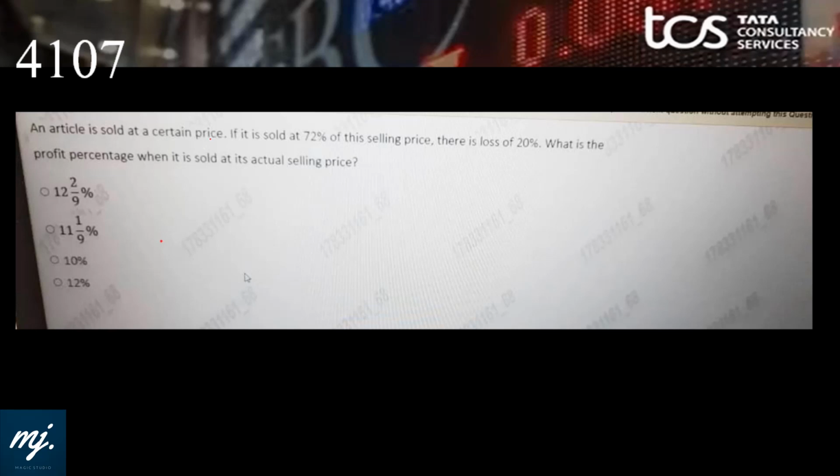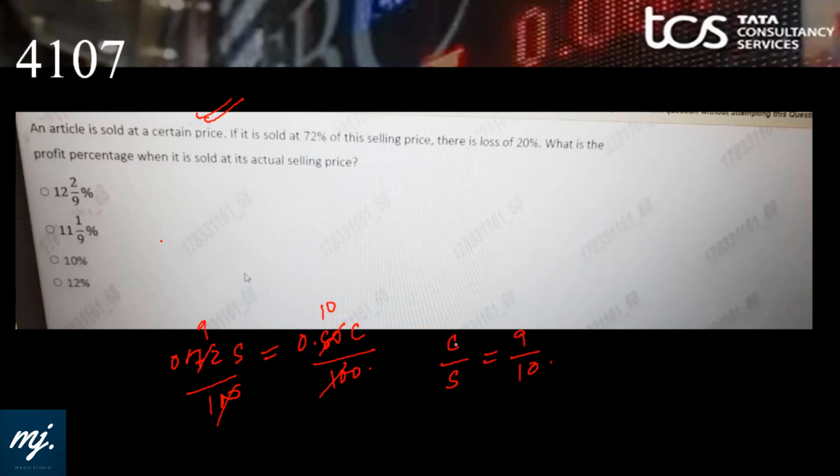An article is sold at a certain price. If it is sold at 72% of the selling price, that means 0.72 selling price, there is a loss of 20%. This will be equal to 0.80 of the cost price. So 0.8 by 0.72 gives cost price by selling price as 9 by 10. So if the cost price is 9 rupees, the selling price is 10 rupees.